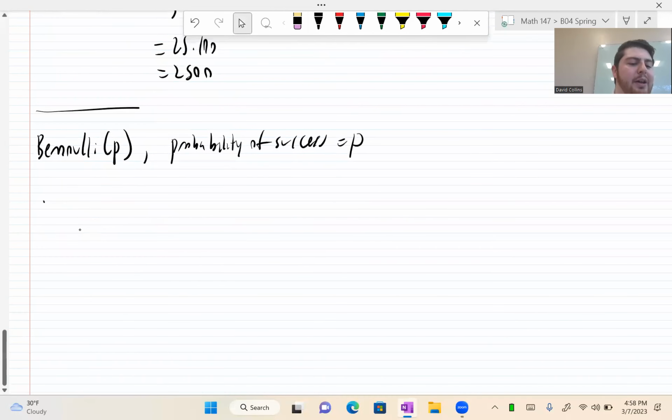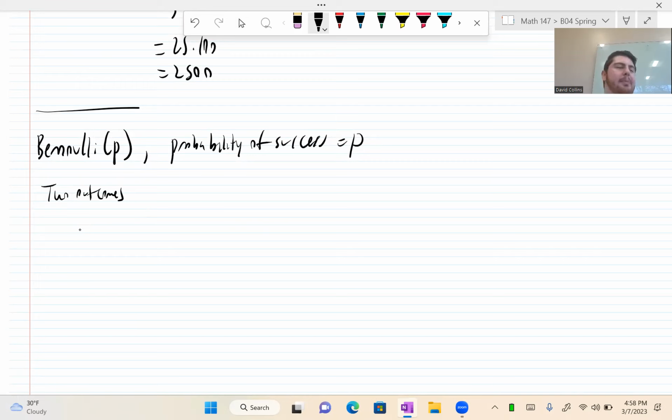A Bernoulli trial only has 2 outcomes: success or failure, heads or tails, boy or girl, stuff like that. Flipping a coin is the quintessential example of a Bernoulli random variable. You flip it once, it's either heads or tails. The probability of success for heads or tails is 0.5.